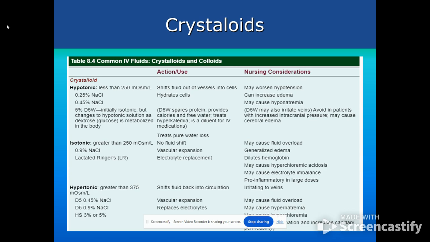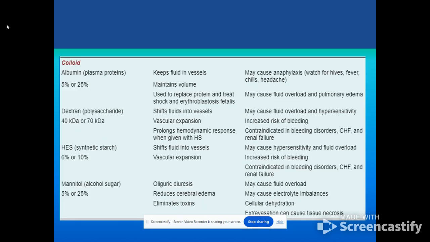Hypertonic, which is D5 half normal saline, D5 normal saline, or 3 to 5% saline. This will shift the fluid back into the circulation. It's a vascular expander. It will replace electrolytes. It can be irritating to veins. It can cause fluid overload, and can cause hypernatremia because it's a high level of sodium that we're giving them. So those are things with the crystalloids.